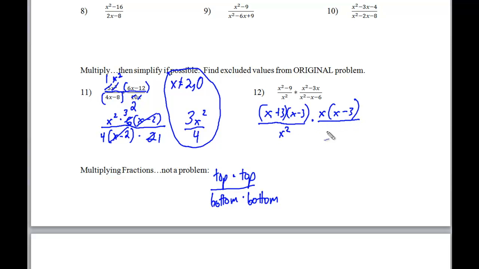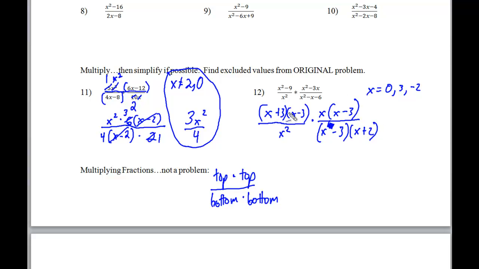And over here we have x squared, well, I'm sorry, two numbers that multiply to make negative 6 and add to make negative 1. That's going to be x minus 3 and x plus 2. So let's see what our excluded values are. Well, x squared means x cannot be equal to 0, or x minus 3 means x cannot be equal to positive 3, because 3 minus 3 is 0, and negative 2 is our third excluded answer, because negative 2 plus 2 is 0.